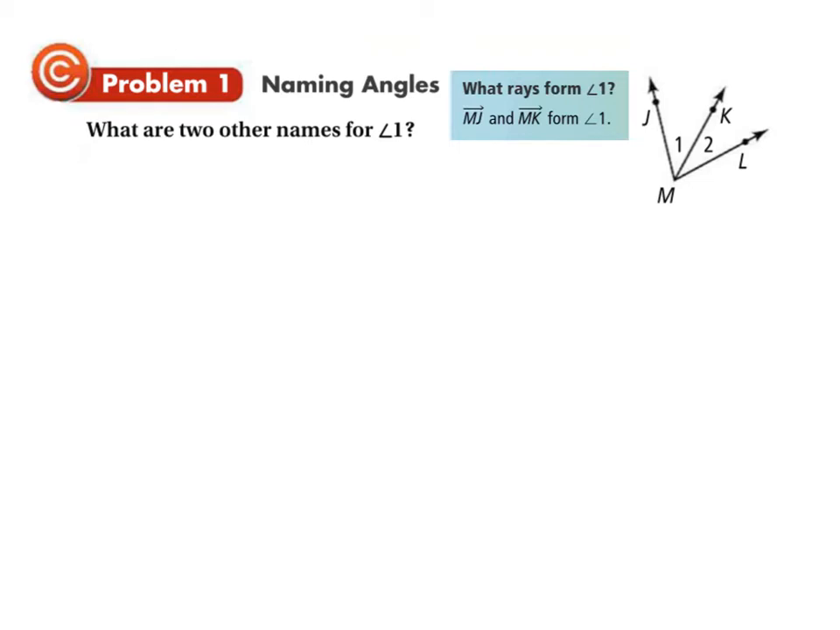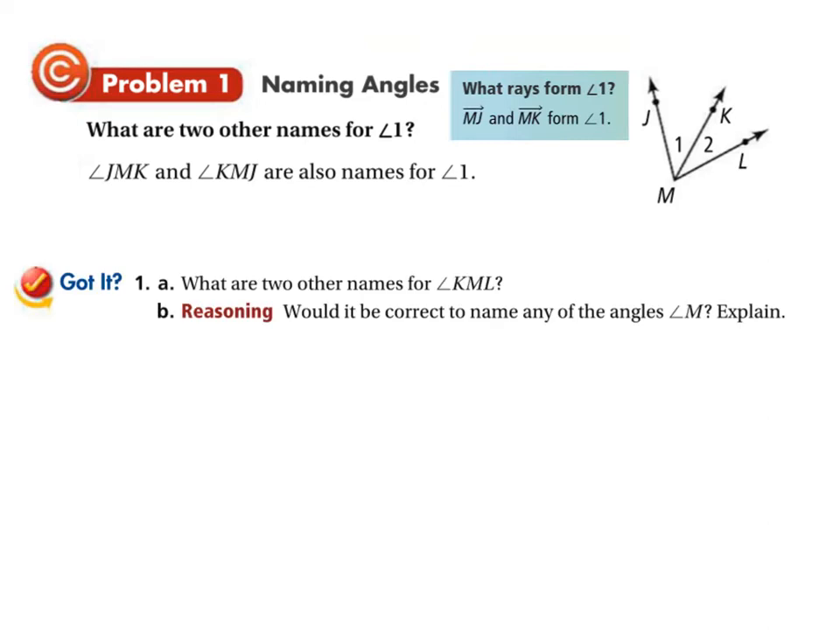So we can say here we start at J, go down to M, and up to K. Okay, and we can go the other way as well. We could start at K, go down to M, and up to J. So angle JMK or angle KMJ are both names for angle 1, and you just got to make sure that the vertex is the middle letter, as it is here. M is the middle letter. Okay, so now it's your turn to try a got it problem.